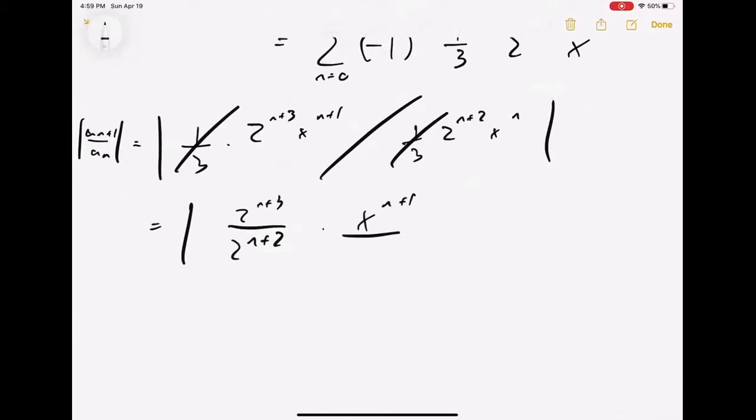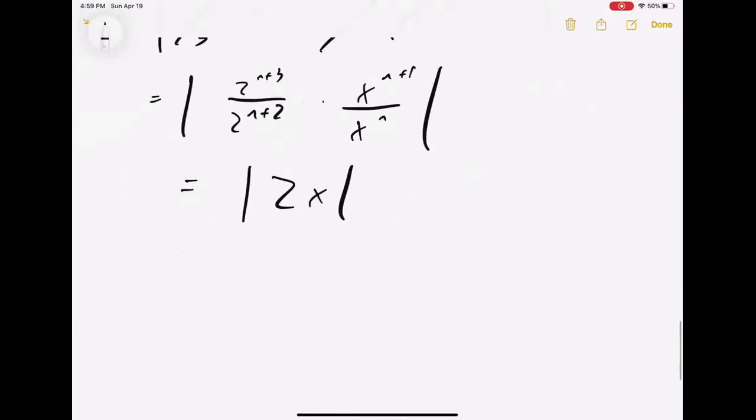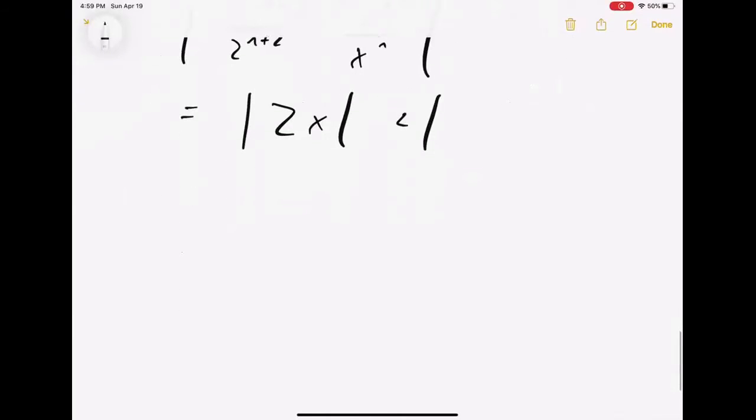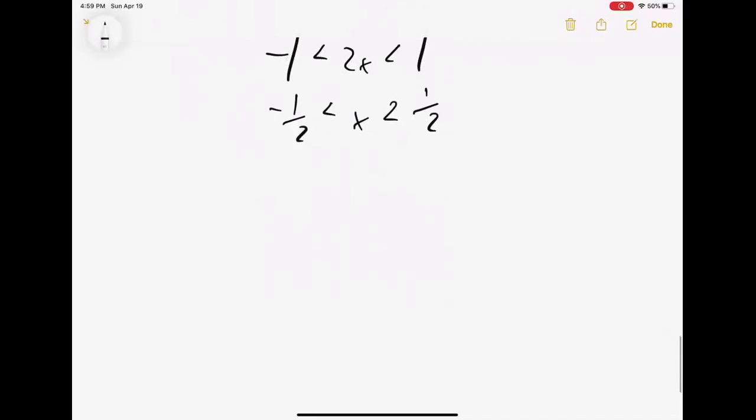x to the n plus 1 over x to the n, which simplifies to 2 times x, and I want this to be less than 1. So I need 2x to be less than 1 and greater than -1, so x is less than 1/2 and greater than -1/2. So my interval is going to be something like -1/2 to 1/2.